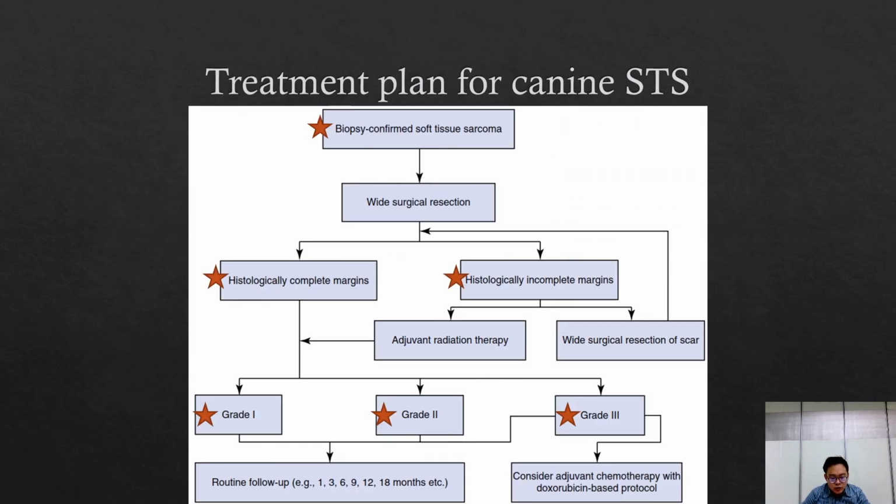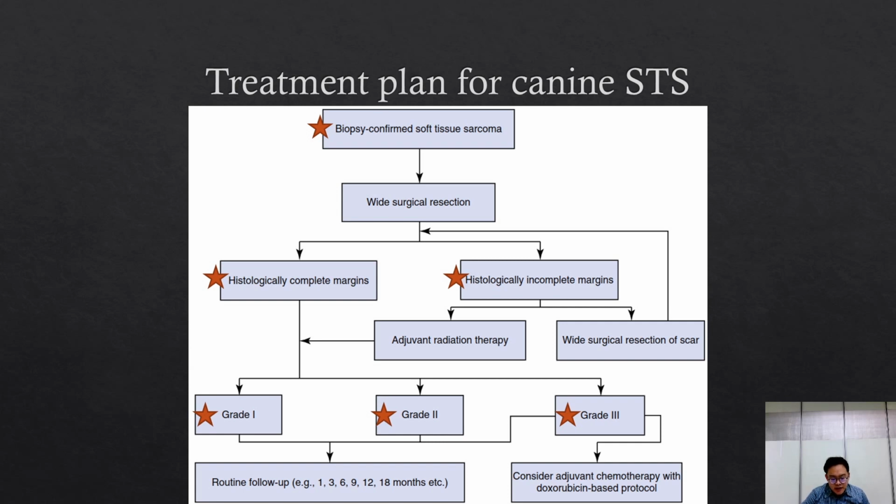This is a flow chart of treatment plan for canine soft tissue sarcoma. First of all, after the biopsy specimen is confirmed as soft tissue sarcoma, the surgeon will remove the mass with wide enough surgical margin and send it to the pathology examination. Histopathology can evaluate whether the surgical margin is negative or positive, and whether the tumor invades lymphatic or blood vessels.